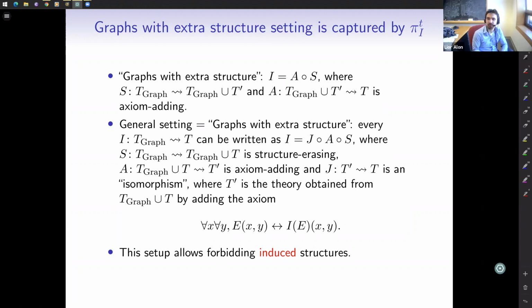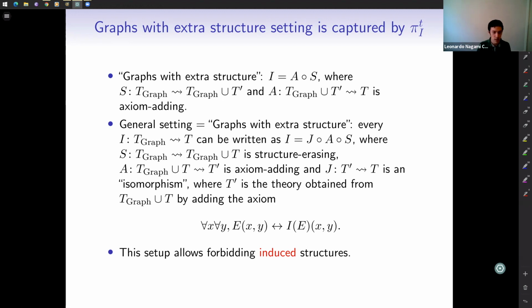What do you mean by saying induced? Induced F-free means that you cannot see the copy exactly; the non-edges also need to match. So an induced copy of P3 is not the same as a non-induced copy of P3, P3 being the path on 3 vertices. So this allows you to forbid induced graphs with extra structure, not only non-induced. Okay.